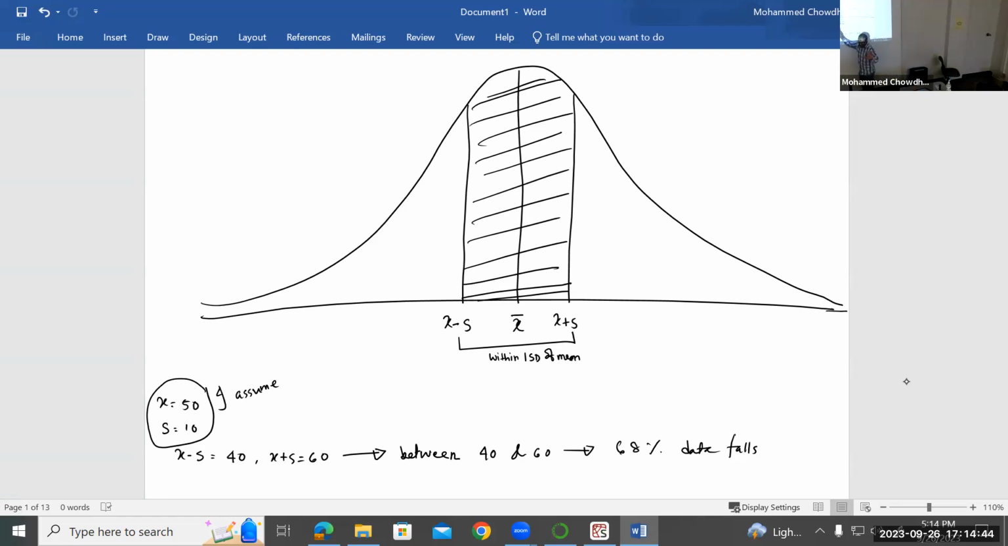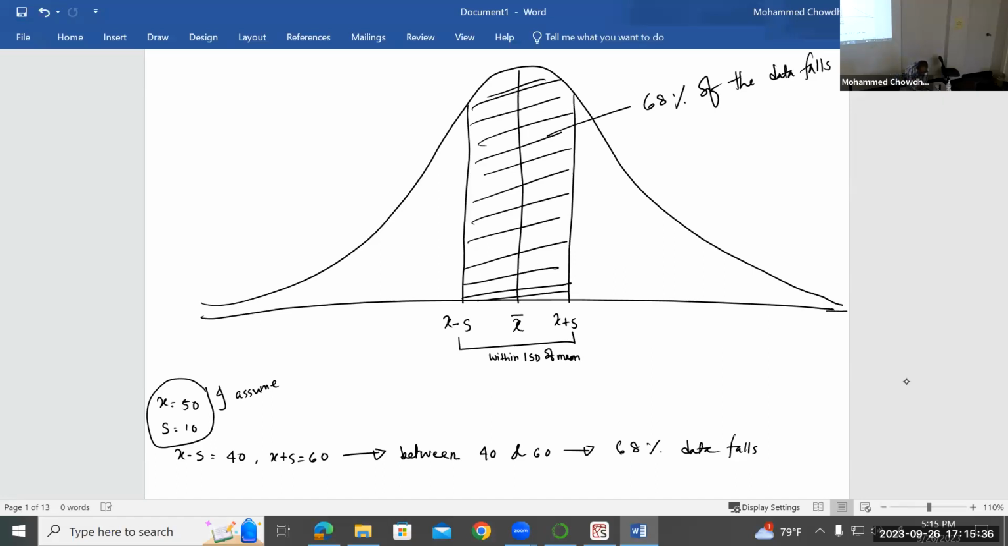If you have data, take a look at me. What I am telling you: you have data. From that data, you can find the mean and standard deviation, construct a histogram, and then construct a frequency curve. The frequency curve looks like a bell shape, mound shape, normal curve. Then from the mean and standard deviation, if you subtract and if you add, you will get two numbers. Within those two numbers, 68% of the data falls. Do you understand these things or not? 68% of the data falls.